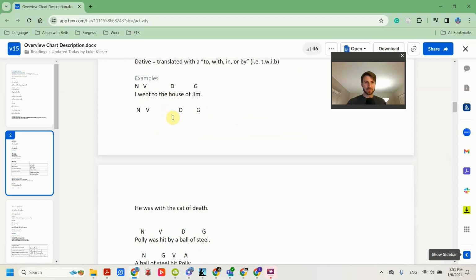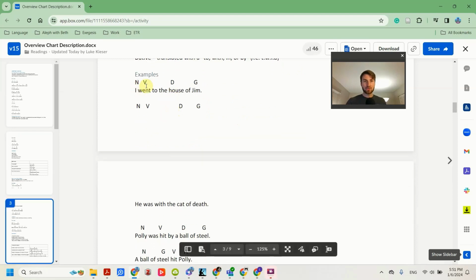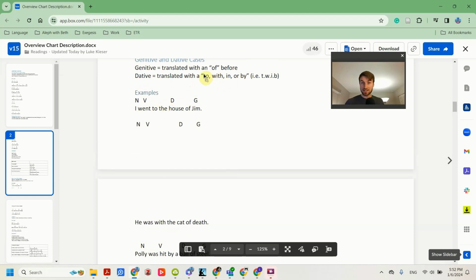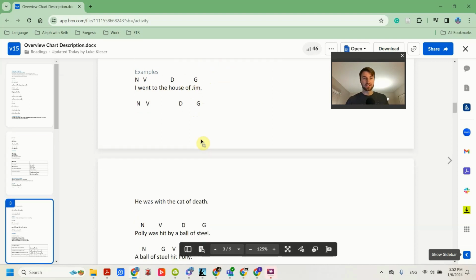So let's look at some examples here. I went to the house of Jim. Here, went is the verb. I is the one doing the action, so that is in the nominative. To the house, that is to, within, or by. It is to there, so it's the direction towards which. So it's in the dative. And then whose house is it? It's the house of Jim. Of is your key telling you that it is genitive.